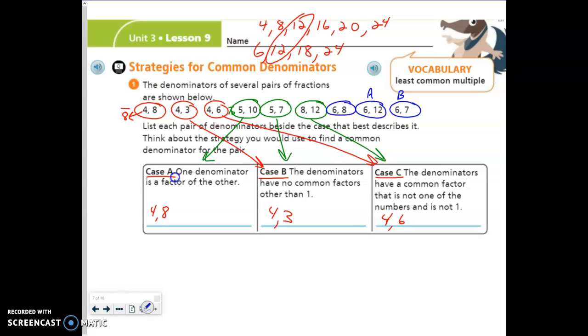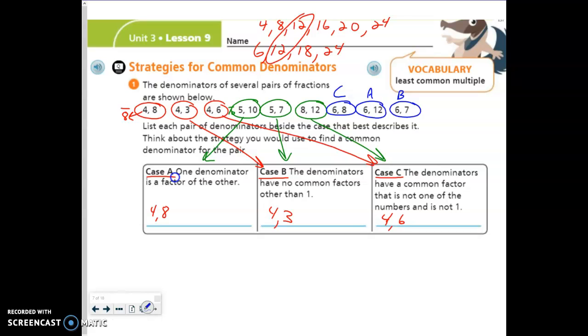And then the last one here, 6 and 8, goes into category C, where if I skip count by 6 and I skip count by 8, I'm going to come across the number 24, which is 6 times 4 and 8 times 3, before I come across 48, which would be 6 times 8. So I'm creating a smaller denominator and easier numbers to work with.